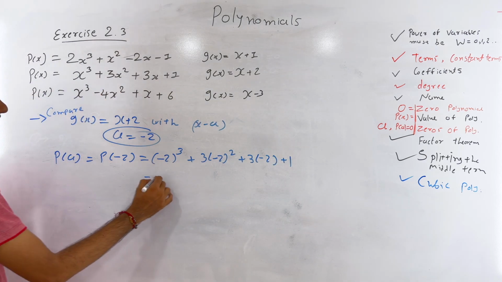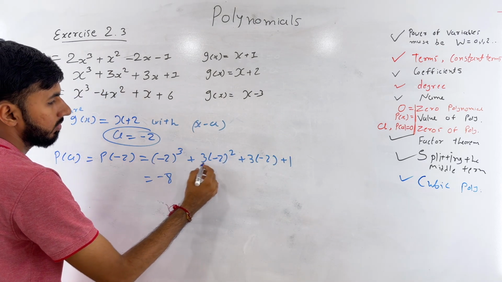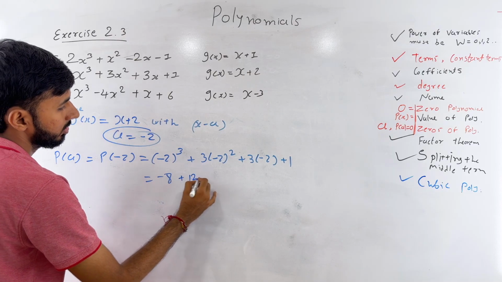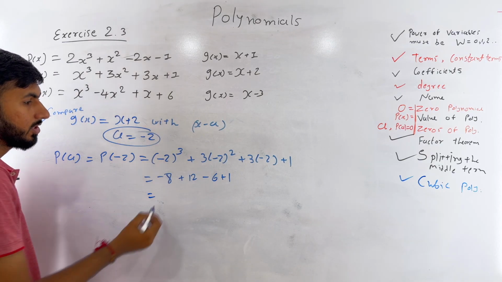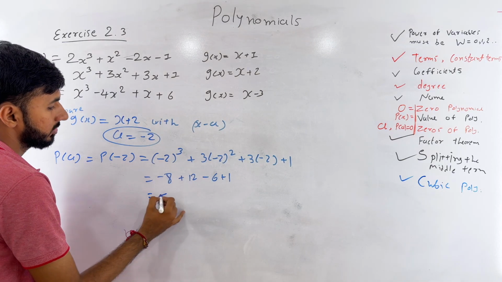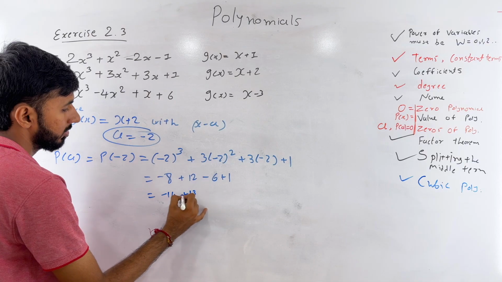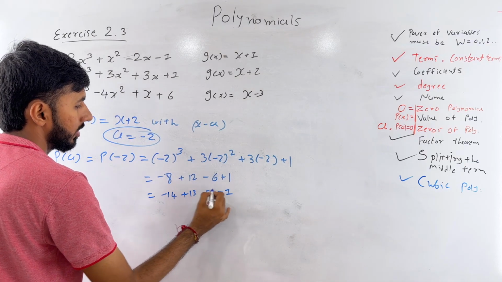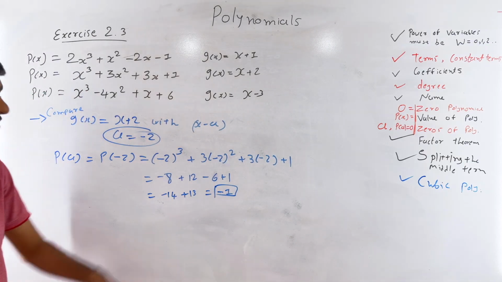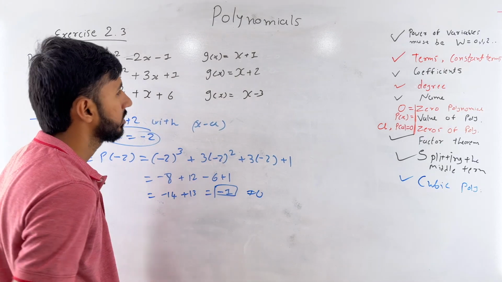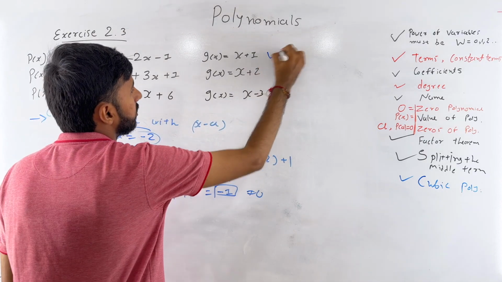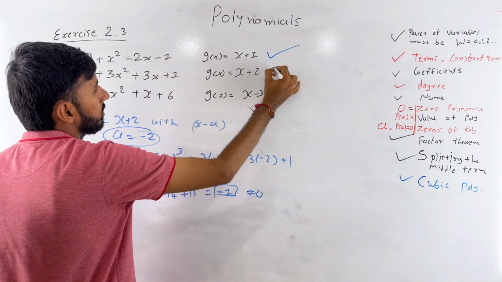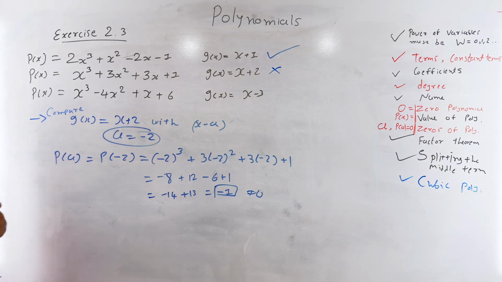So minus 2 cube will be minus 8, minus 2 square will be 4, multiply 3, that will be 12, minus 6 plus 1, right? So my final answer will be minus 8 minus 6, that is minus 14, and this is plus 13, so it is equal to minus 1, right? So minus 1, it does not equal to 0, that means gx is not a factor for px, right? You can write the sentence. First one we have gx is a factor of px, second one we don't have gx is factor of px, right? Now we will do third one.